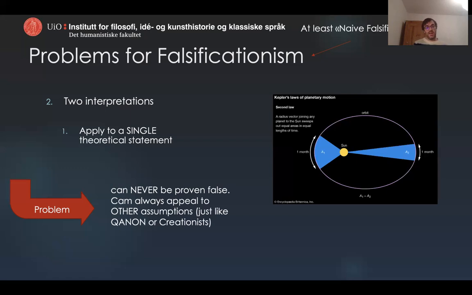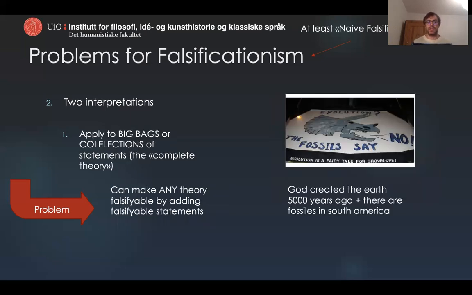Maybe your bench was dirty, or maybe you didn't wait for a long enough time, or maybe you did the calculations wrong, or something. Lots of things could go wrong. So the problem is, if you take a single scientific statement, you can't really ever prove it false, because the statement says something about a particular outcome of an experiment only with lots of other assumptions. And that way, it's like what the creationist or QAnon says, a single statement can never be falsified. Okay, so that's a problem. If you apply it to a single statement, falsificationism really doesn't work.